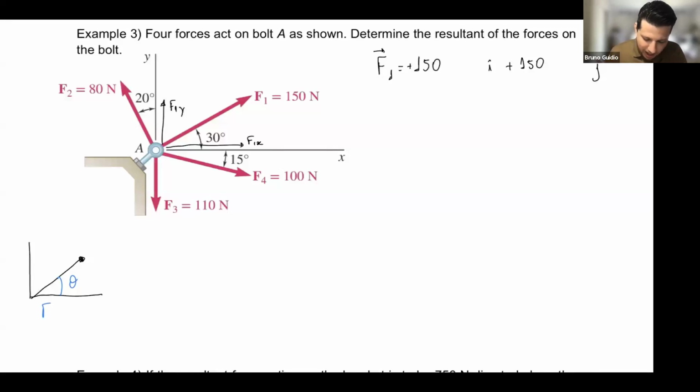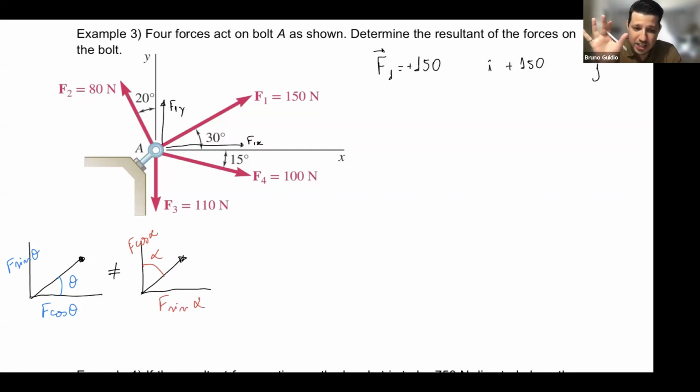So this is going to be F cosine, and this is going to be F sine. However, this is different if the angle is measured from the y-axis. If the angle is measured from the y-axis, this one is going to be F cosine and this is going to be F sine. Okay, so that's the difference that I want you guys to always pay attention to.